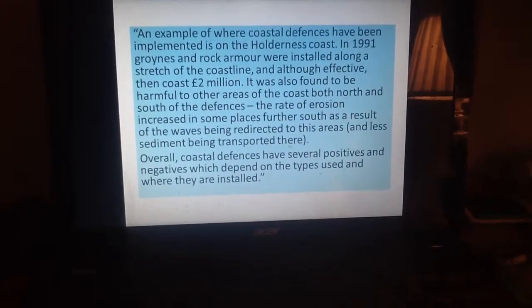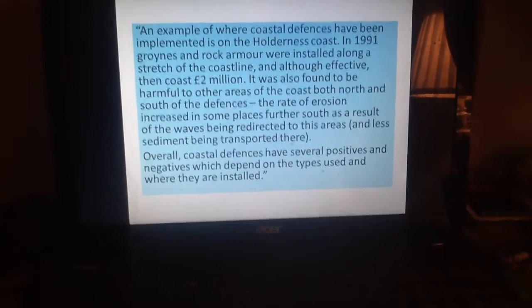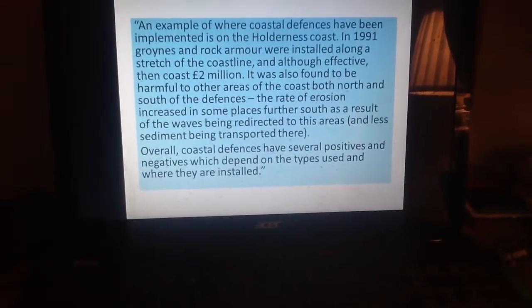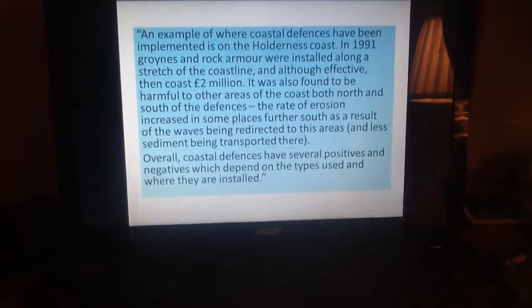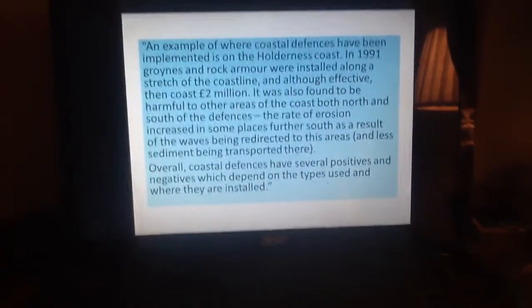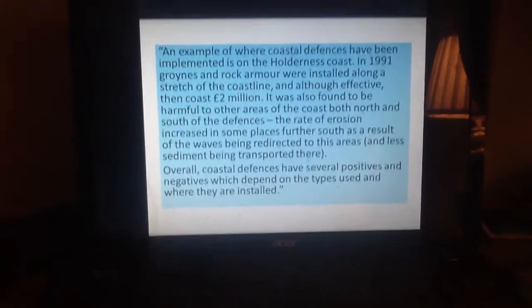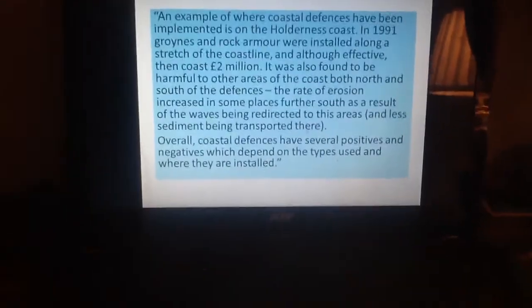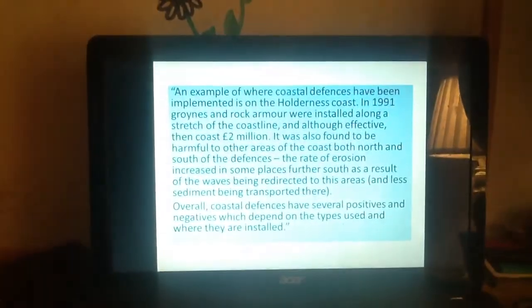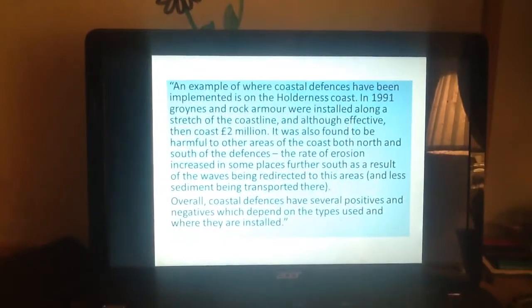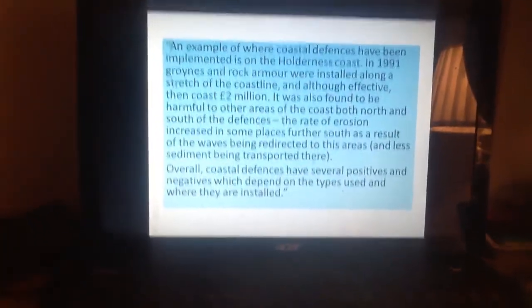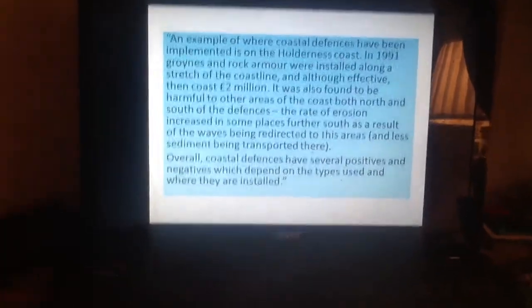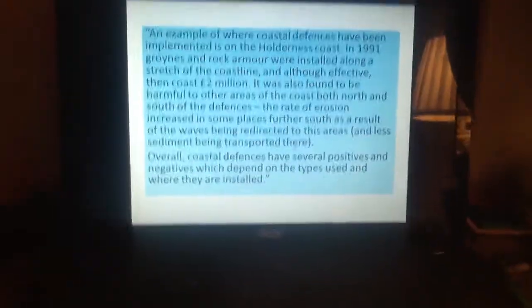And then it says it was also found to be harmful in other areas of the coast, both north and south of the defences, and the rate of erosion increased in some places further south as a result of the waves being redirected to these areas, and also because less sediment moved south, so therefore there were fewer beaches further south, so more erosion further south. And finally, they've made a good conclusion, which says that overall coastal defences have several positives and negatives which depend on the types used and where they're installed. So that would be a really good answer that got 8 or 9 marks. So if you can get one that looks similar to that, then that'd be really well done.